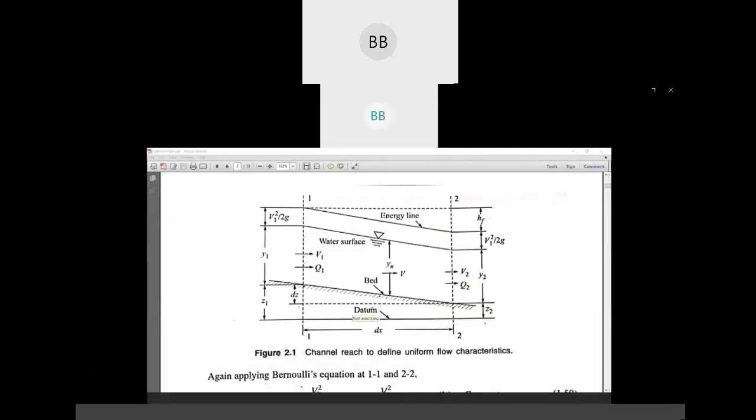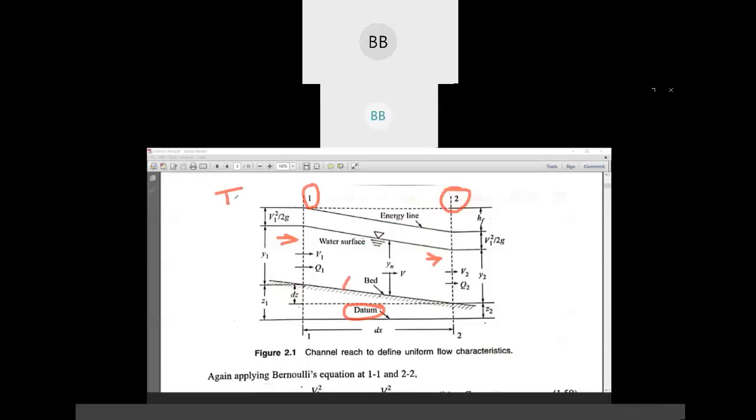You can see here, this is our reference or datum line, a straight line, and this is the bed of the channel. We have considered two sections, 1 and 2. Section 1 is at higher elevation and section 2 is at lower elevation, so water will flow from higher to lower elevation. The velocity we have measured for section 1 is v1, and the discharge is q1.